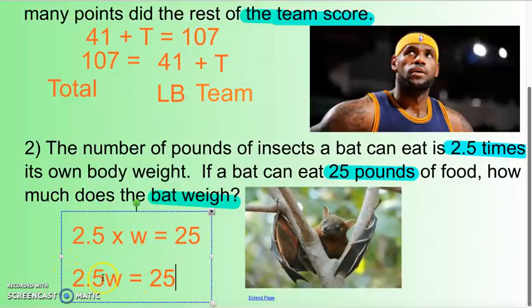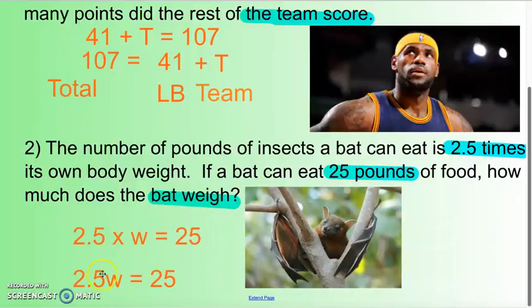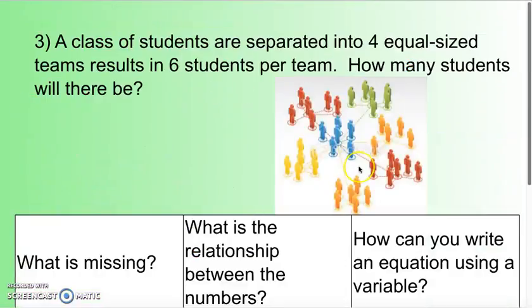Usually, because they're right next to each other, we know automatically that it's multiplication. And so this is a shortened way to write 2.5 times W. And notice this side would be equal to this side if we could figure out what that W is. But we don't need to solve it, because that's not our target. We're just setting them up. Okay, so let's look at this one.